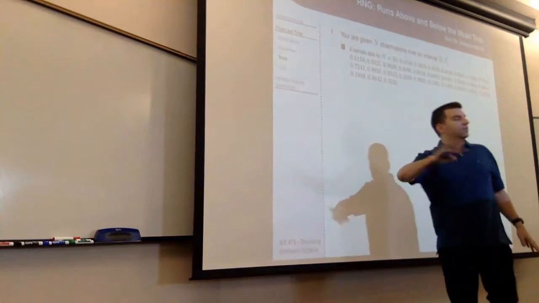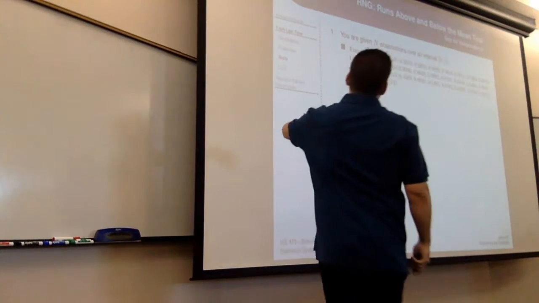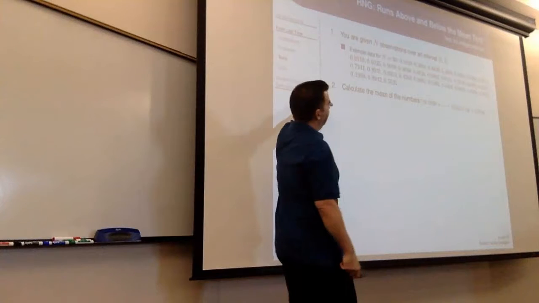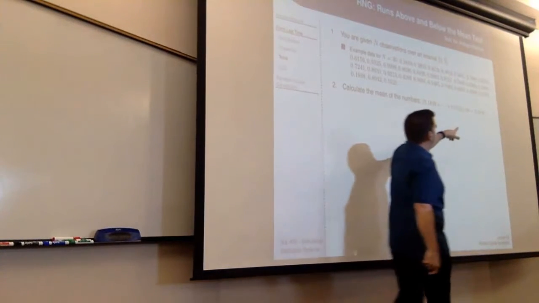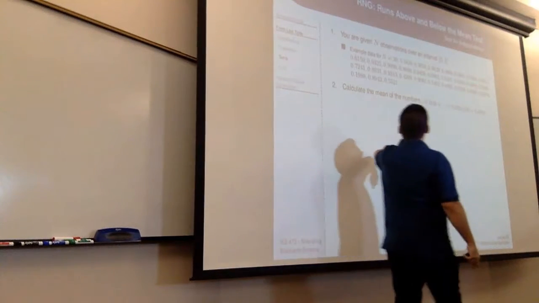Don't sort them, because almost certainly they won't be independent. Leave them in this order. So the next step here is to calculate the mean of the numbers. Again, I'll probably give this to you on a midterm, but there it is. That's the mean of those 30 numbers.